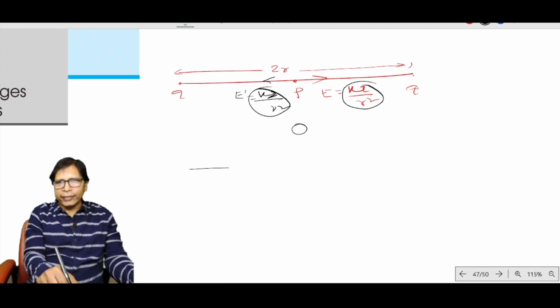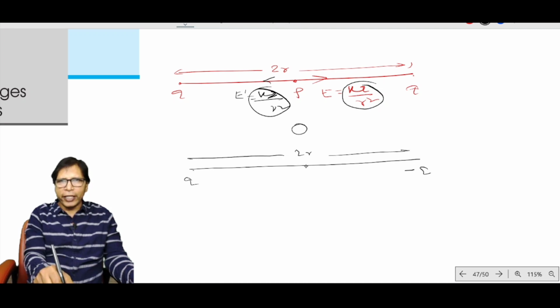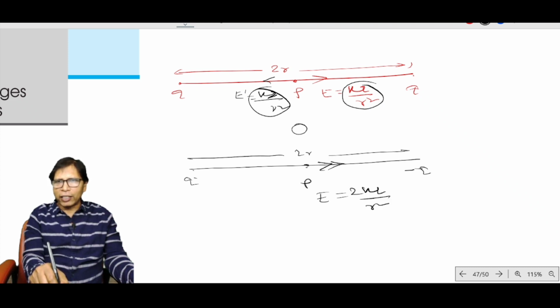Now look at another example. Here is charge q and here charge minus q. Separation is the same, 2r. Now we have to calculate the intensity at the midpoint. Due to the positive charge, the electric field is directed away from it, and due to the negative charge, the electric field at this point is directed towards the charge. So the net electric field becomes 2kq by r square.